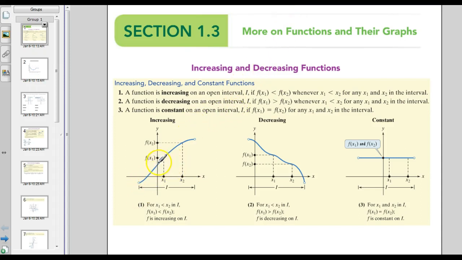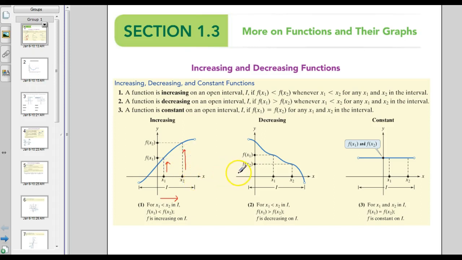First thing in this section is increasing, decreasing intervals for functions. So if a function is increasing on an open interval, that means, this fancy mathematical definition, the lower y coordinate, like the first y coordinate you come to, is less than the second y coordinate you come to when x1 is less than x2, which basically means as you move left to right, the function's going up, higher and higher.